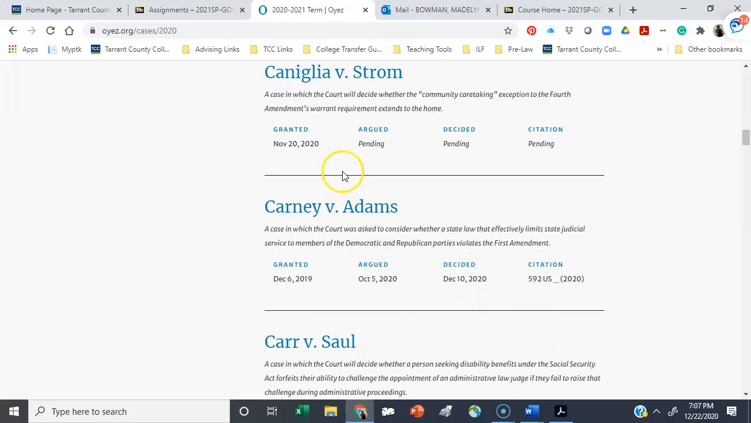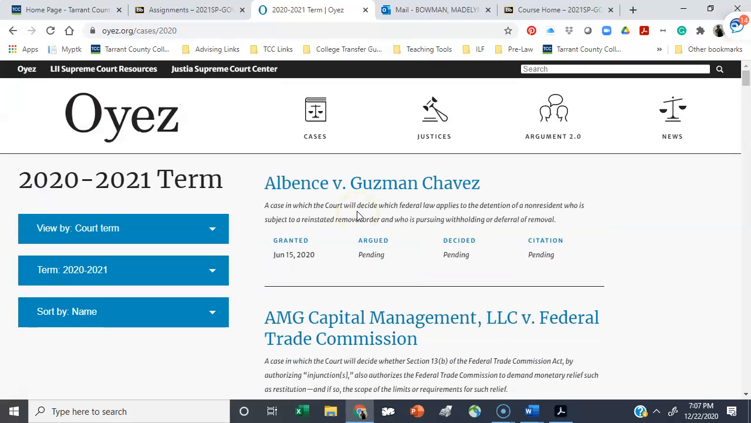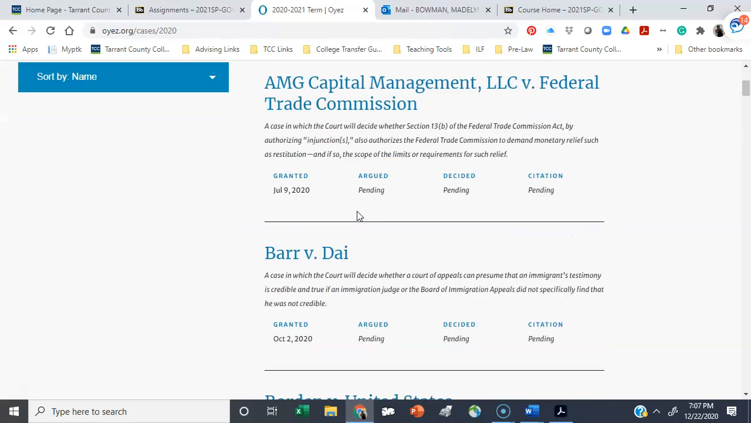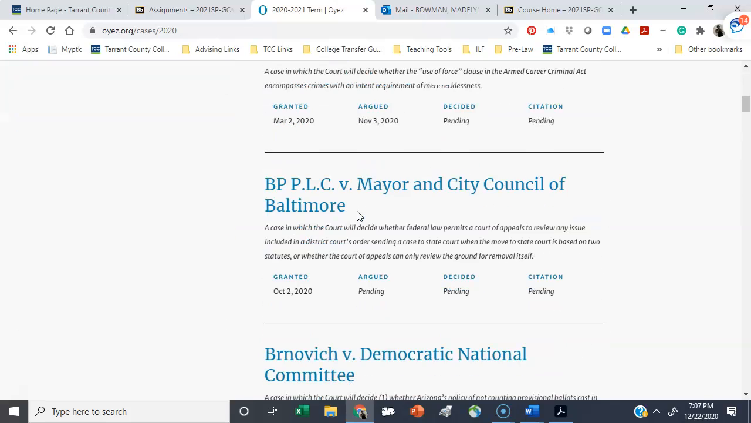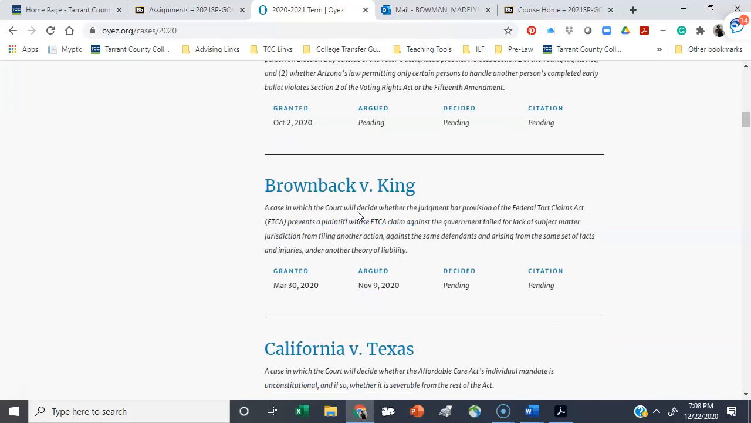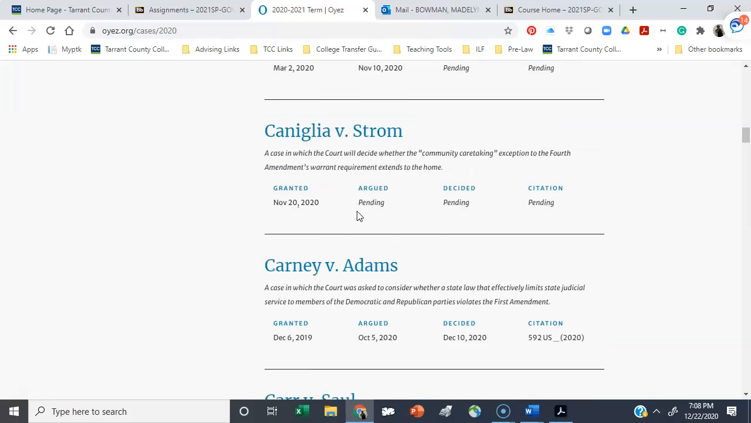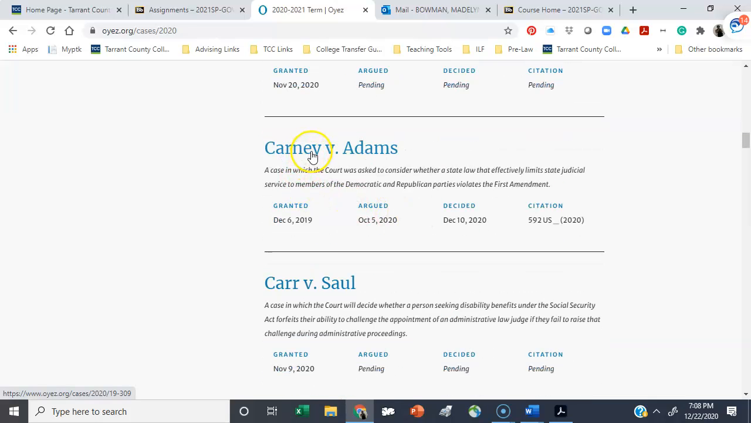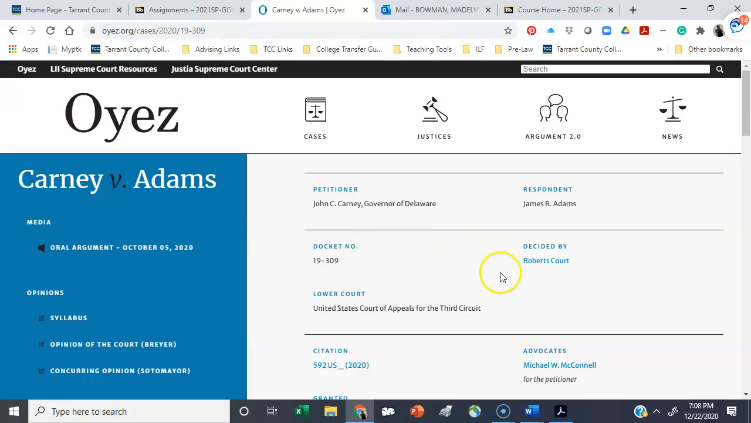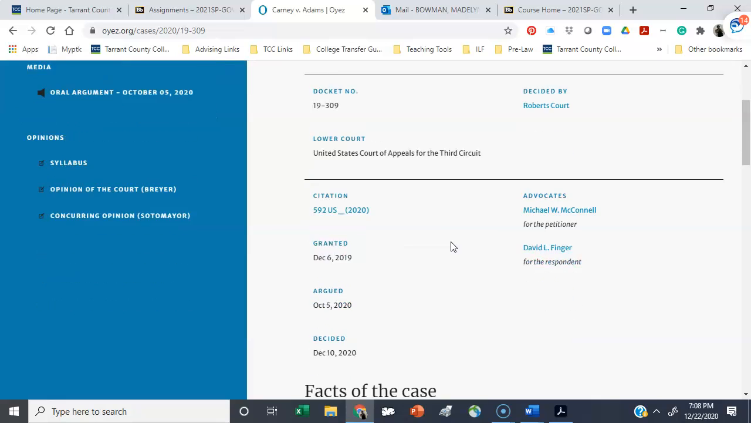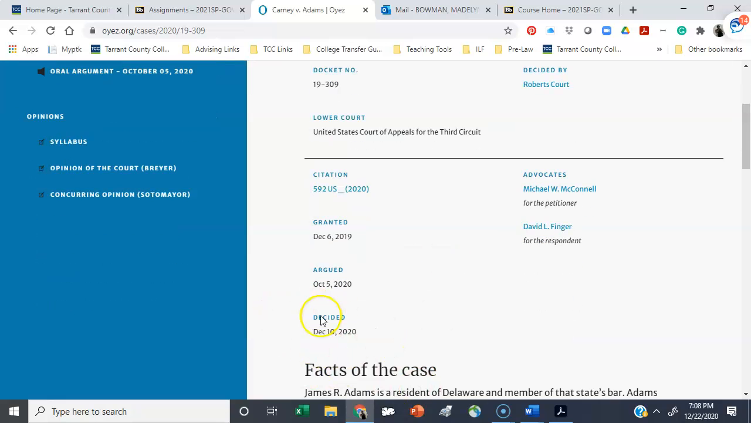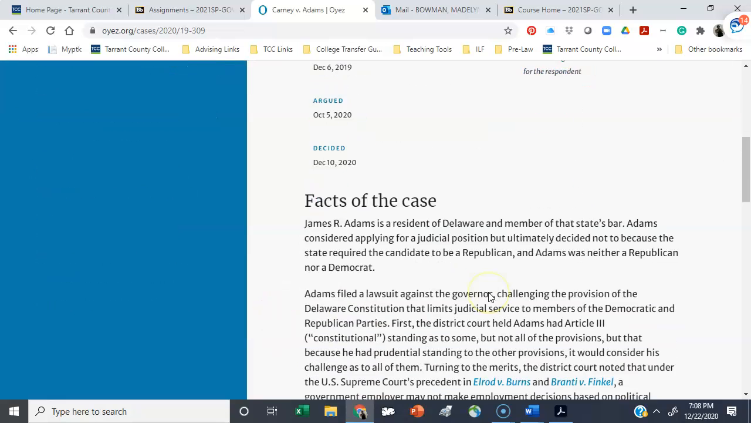Now, you would not be able to use any of the cases that are here because the instructions say that you need to choose a case that has been decided. So you can do what I'm doing, just go to the most recent and find a decided case. Looks like Carney versus Adams is the one. You can also do a search for subject matter and find something that is of interest to you. But the big thing is that it needs to have been decided.